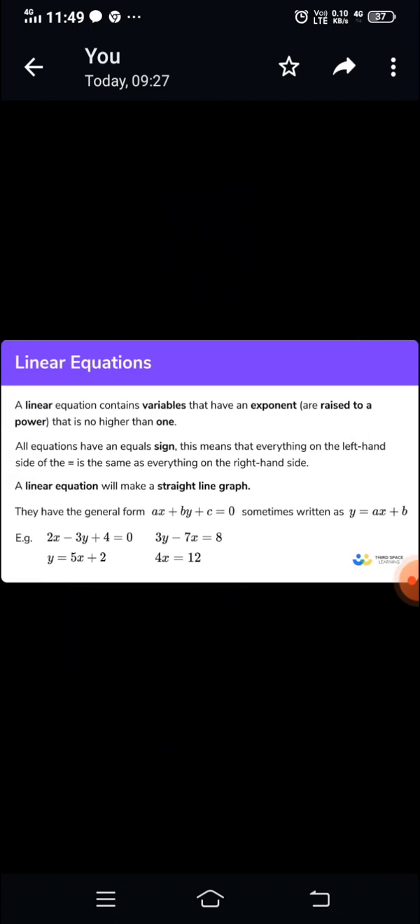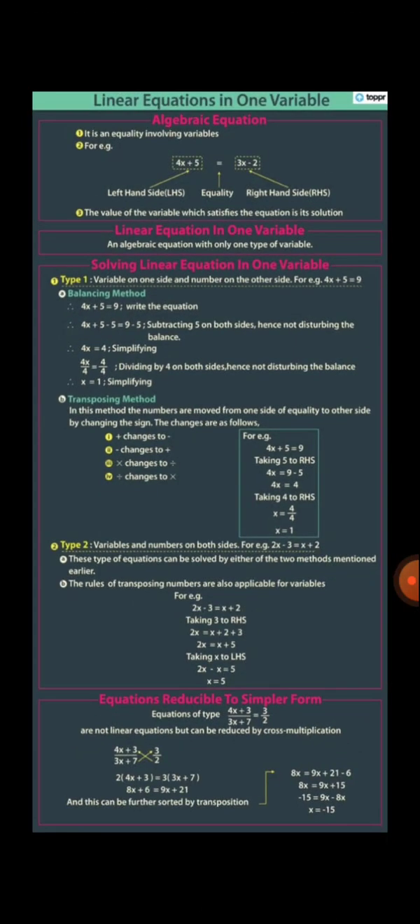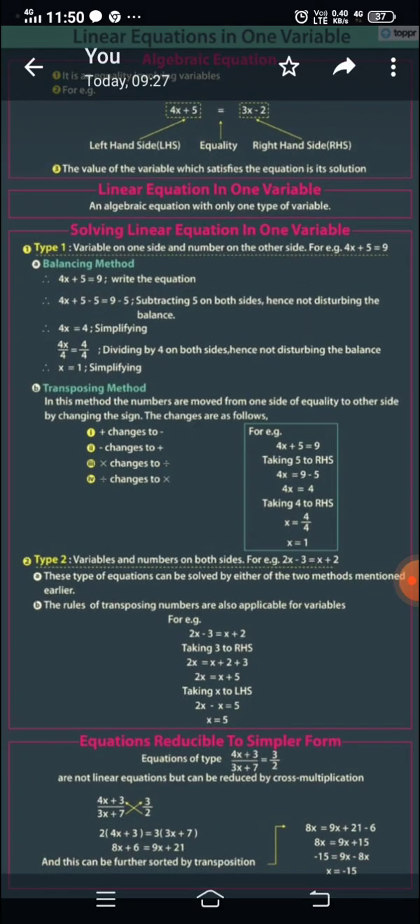Now we have some examples. 2x minus 3y plus 4 is equal to 0 and 3y minus 7x is equal to 8. Here the variables x and y have highest power 1 only. So y is equal to 5x plus 2 and 4x is equal to 12 are some examples of linear equations. We can solve a linear equation by some methods.